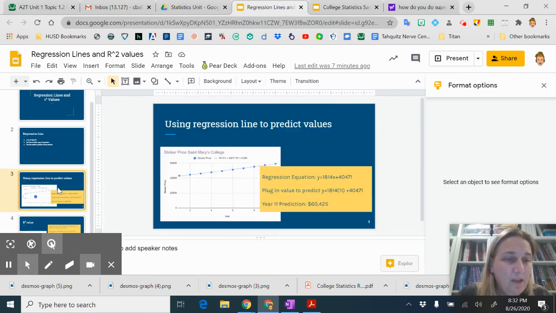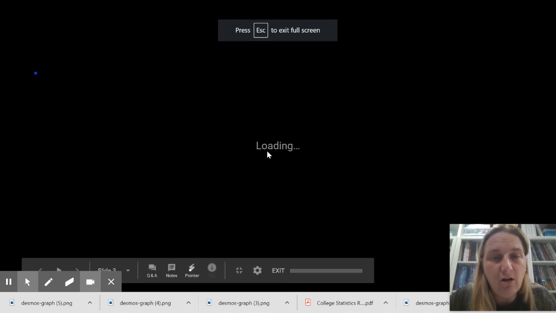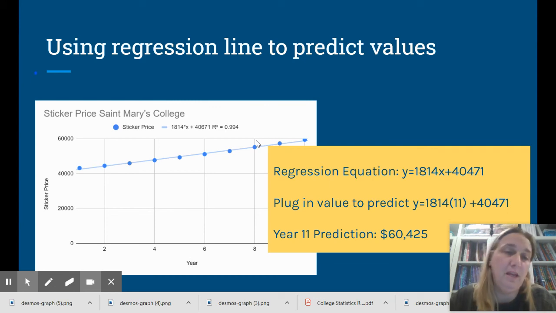There we go, arrow. All right, if I actually look at that regression line, I also notice that all the data points are hitting that line really, really well. So that also is a good indicator that my prediction was going to be really accurate.